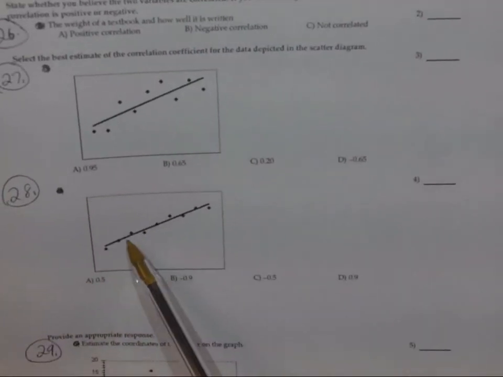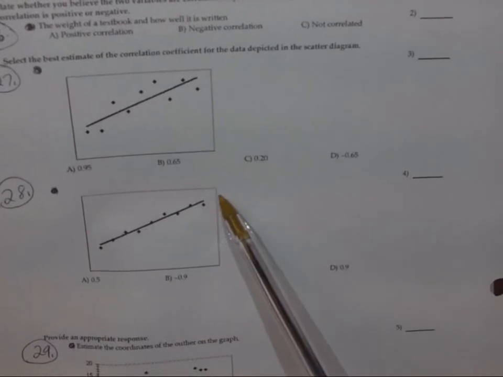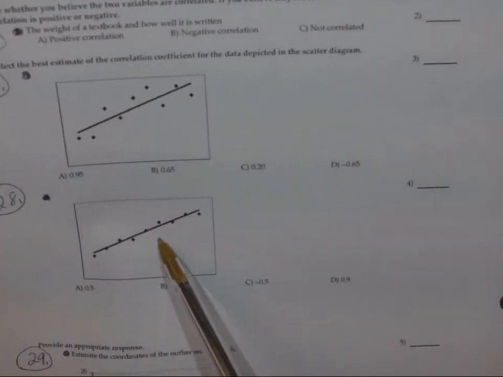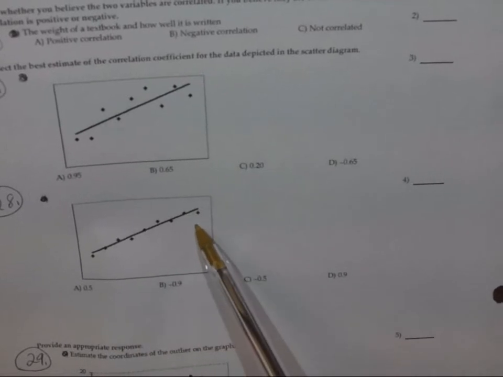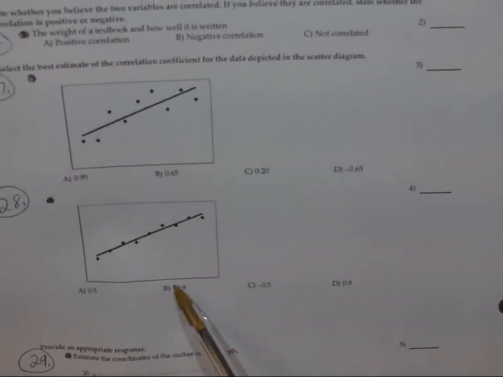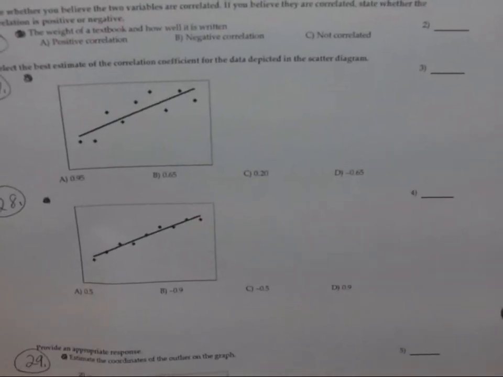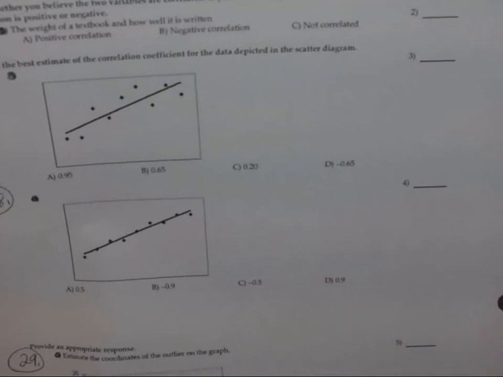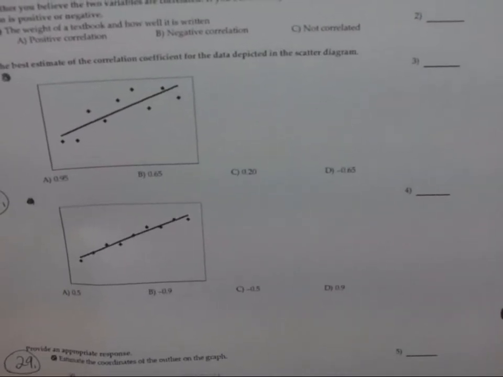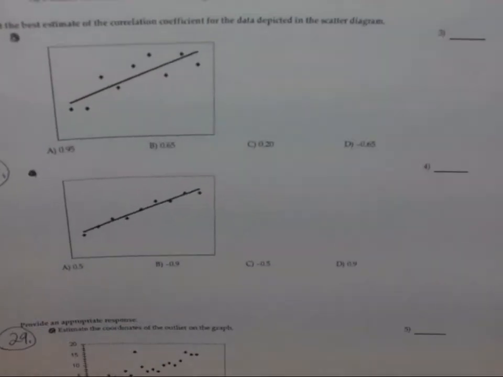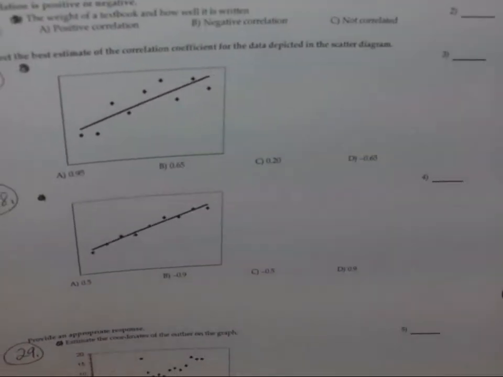But then look at this one. What about these? These aren't perfect, so it's not a perfect one. But it is a positive correlation, and think about what's going on there. They're really, really close, right? So their options here are negative 0.9, positive 0.9, 0.5, negative 0.5. So I would think that it's positive 0.9. They're really, really close. Close to 100%. That's a lot closer. The 0.9 is a lot closer than the 0.65, right?